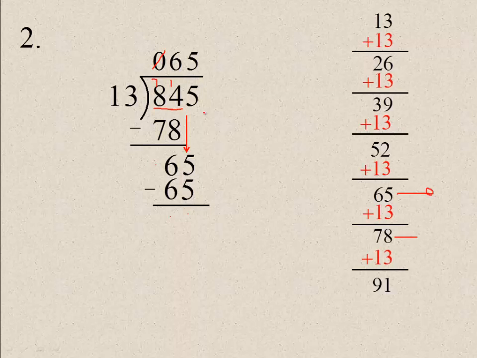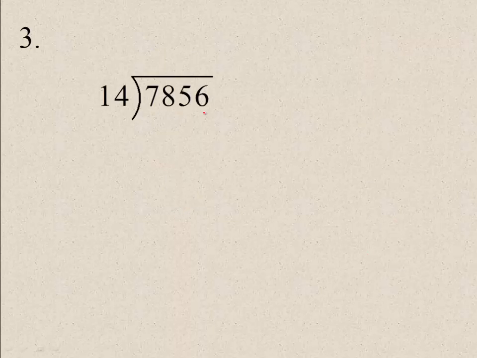I'm going to do one last example, a bit more trickier. 7,856 divided by 14. The divisor is 14, so I start with multiples of 14. Guys, don't worry about this for now. It might seem tedious, but provided that you get it correct, that's the main concern. As time goes on, you'll become accustomed to it. You'll do it in various ways.